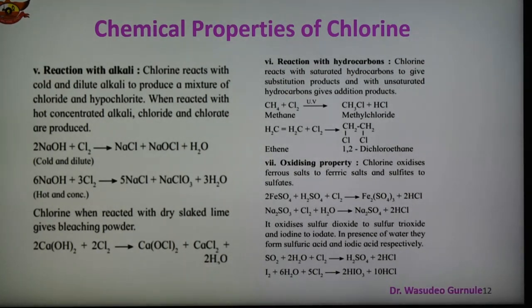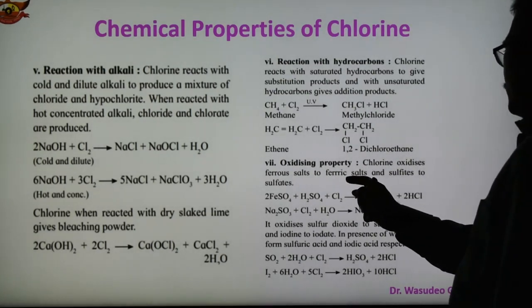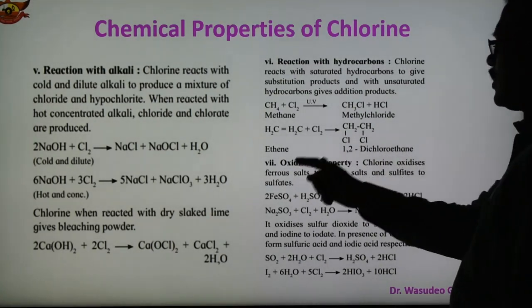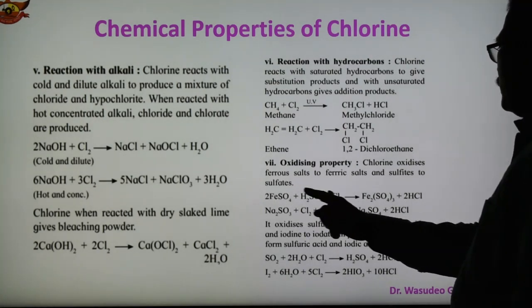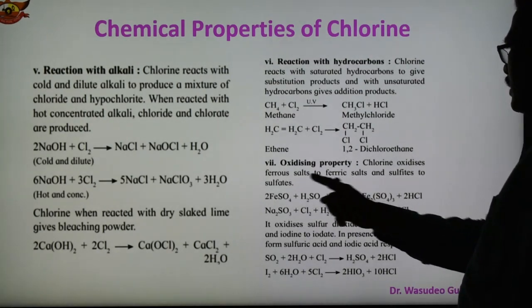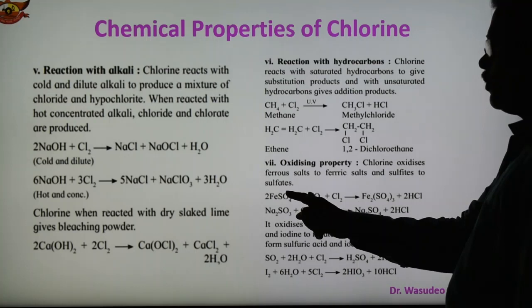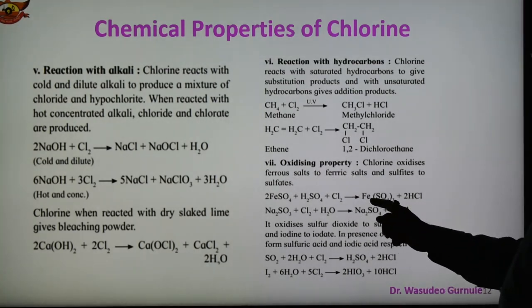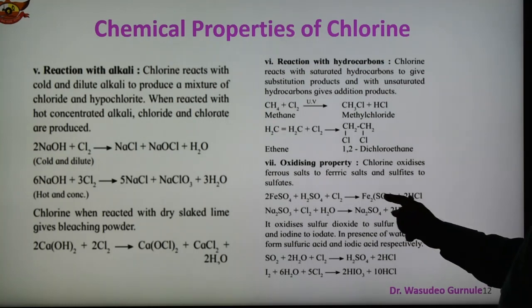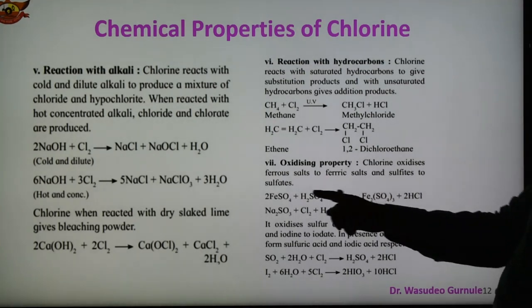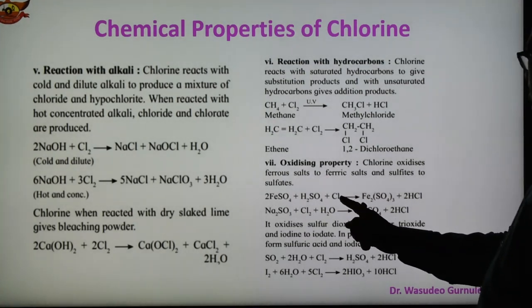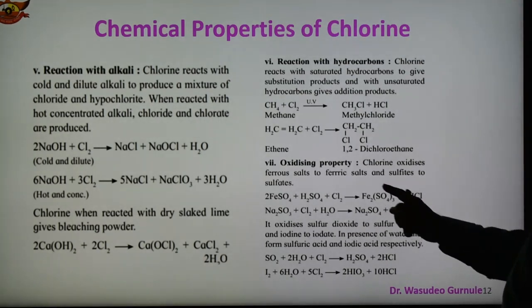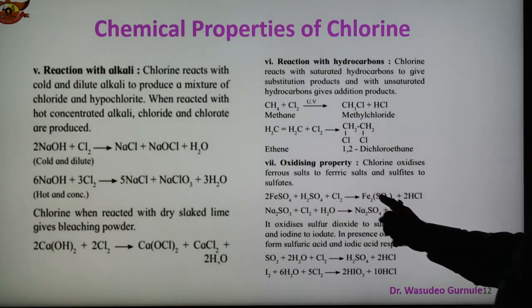Another important property of chlorine is the oxidizing property. Chlorine oxidizes ferrous salt to ferric salt and sulfite to sulfate. So here ferrous sulfate is converted to ferric sulfate. Here Fe is 2 plus and SO4 is 2 minus, so plus and minus are equal. Here Fe has 3 plus, so 3 plus 3 plus is 6 plus, and this is 6 minus. So ferrous sulfate reacts with chlorine in the presence of acid, forming ferric sulfate.